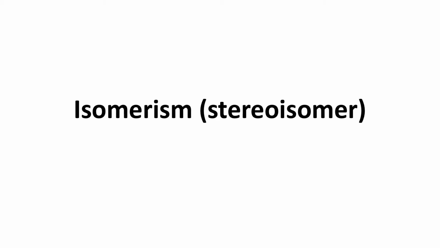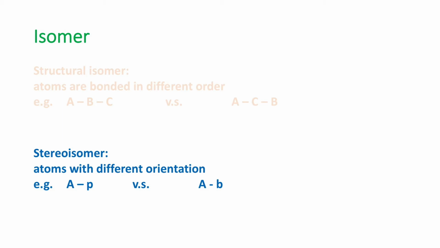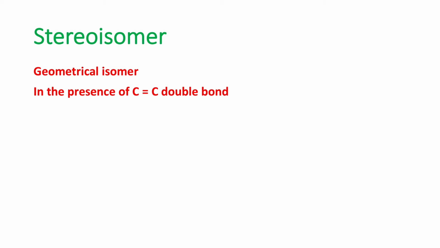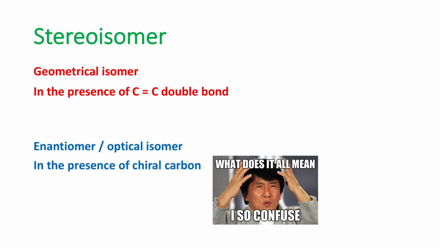The other type of isomerism is stereoisomer, where the atoms are connected in the same order but with different orientation. Sometimes we call it a different spatial arrangement. There are two types of stereoisomer. The first one is geometrical isomer, which may exist in the presence of a double bond. The second one is enantiomer or optical isomer, which exists in the presence of a chiral carbon.